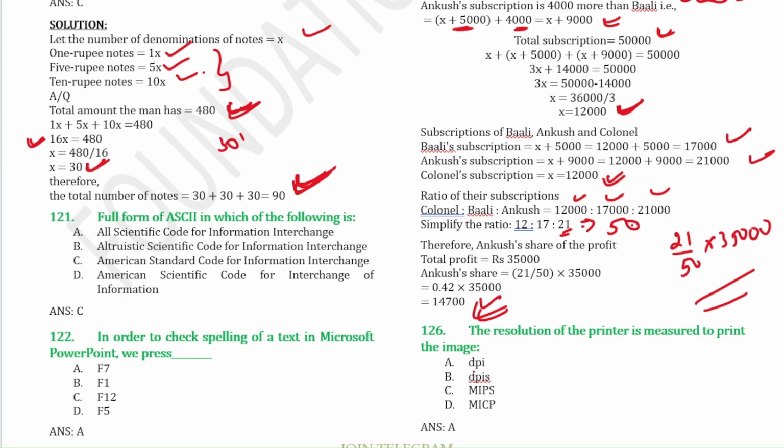Next question. The resolution of the printer is measured to print the image. It is measured in DPI, that is dots per inch. DPI full form is dots per inch.